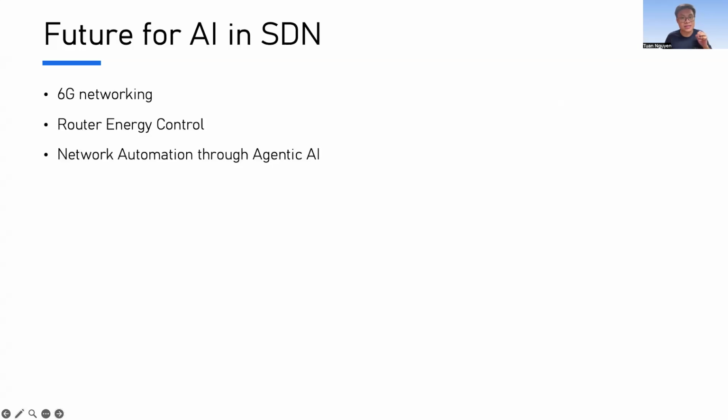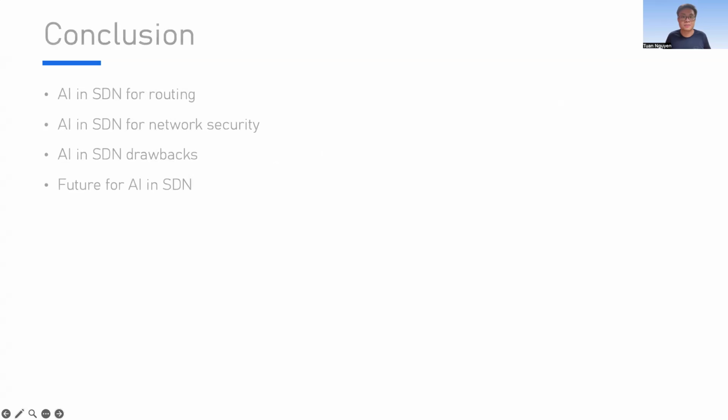AI for SDN is supported by 6G network technology. Since it allows incorporating AI in every layer, AI can also be used for routing energy control to put the routers to sleep when it is not in use. The development of agentic AI allows for networking automation to reduce manual work by networking engineers.